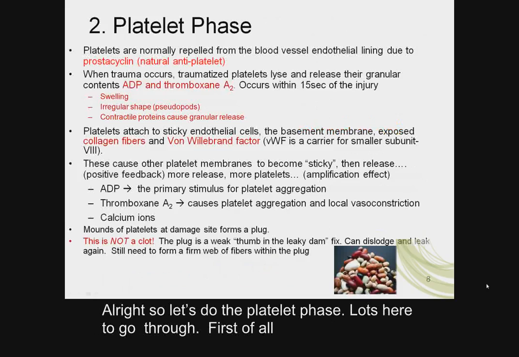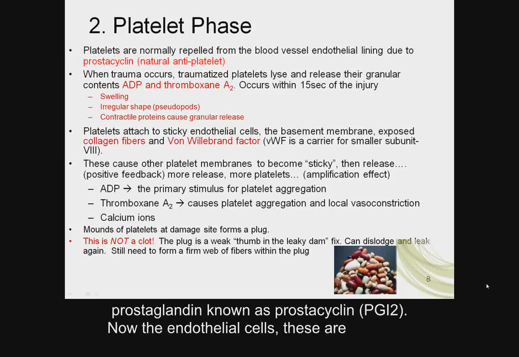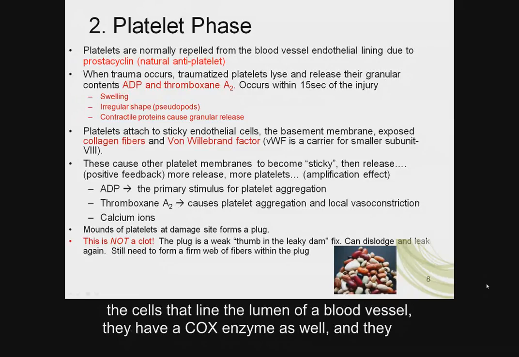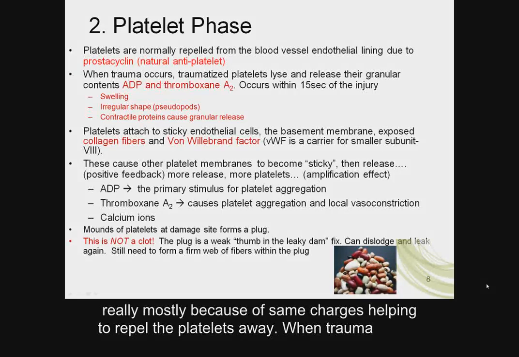Okay, so let's do the platelet phase. Lots here to go through. First of all, platelets are normally repelled from the blood vessel endothelial lining due to a prostaglandin known as prostacyclin, or PGI2. Now, the endothelial cells, these are the cells that line the lumen of the blood vessel. They have a COX enzyme as well, and they make this particular variety of prostaglandin. And the PGI2 helps repel the platelets. It's really mostly because of same charges helping to repel the platelets away.